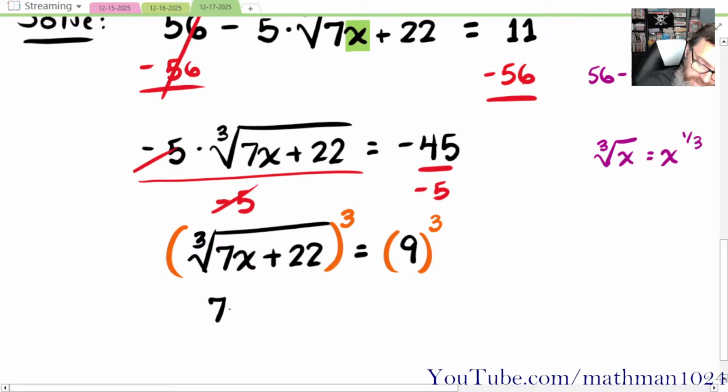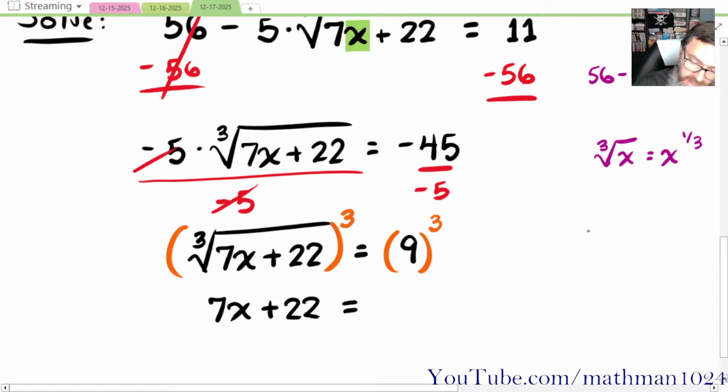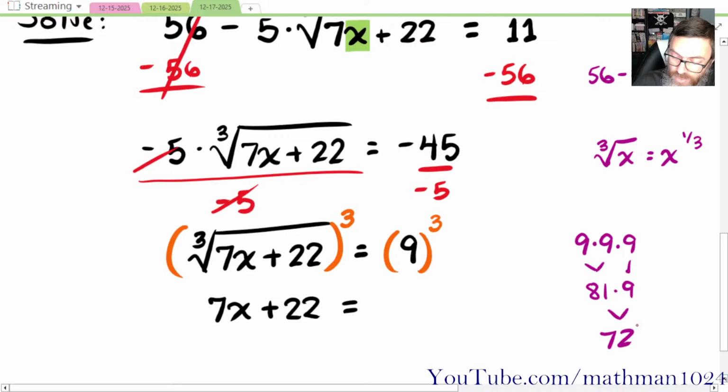So we end up with 7x plus 22 equals 9 to the third. If you don't know 9 to the third, then you build that: 9 times 9 times 9. And perhaps you write it out like this, just to make sure you don't make any careless mistakes. So 9 times 9 is 81, times 9, and these come together to give you 729.